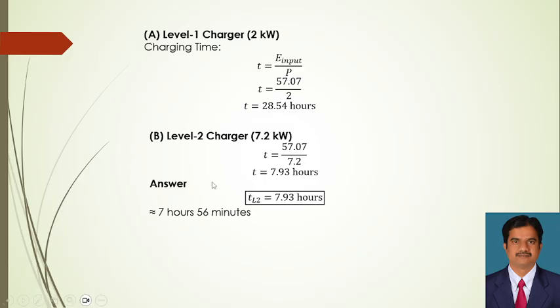28.54 ಅವರ್ಸ್ ಬೇಕಾಗುತ್ತೆ. ಅದೇ ಲೆವೆಲ್ 2 ಚಾರ್ಜರ್ ಅಲ್ಲಾದ್ರೆ ವಿತ್ ಪವರ್ ಕೆಪಾಸಿಟಿ 7.2 ಕಿಲೋವ್ಯಾಟ್, t is equal to 57.02 divided by power. ಪವರ್ ಎಷ್ಟಿದೆ? 7.2 ಇದೆ. ಎಷ್ಟು ಬೇಕಾಗುತ್ತೆ ಚಾರ್ಜಿಂಗ್ ಟೈಮು? It is 7.93 hours.